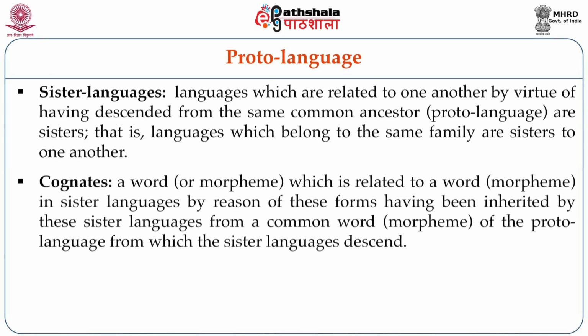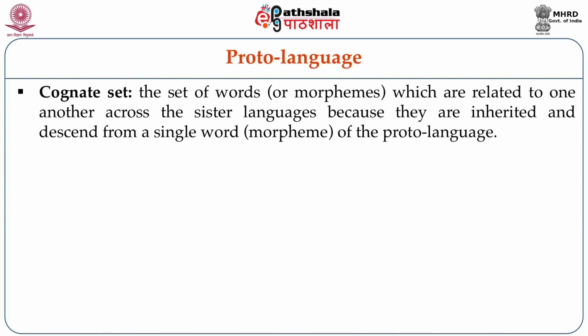Cognates, the most important word: a word or morpheme which is related to a word or morpheme in sister languages by reason of these forms having been inherited by these sister languages from a common word or morpheme of the proto-language from which the sister languages descend. Cognate set: the set of words or morphemes which are related to one another across the sister languages because they are inherited and descend from a single word or morpheme of the proto-language.